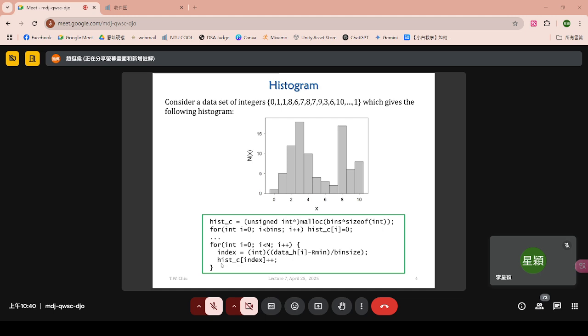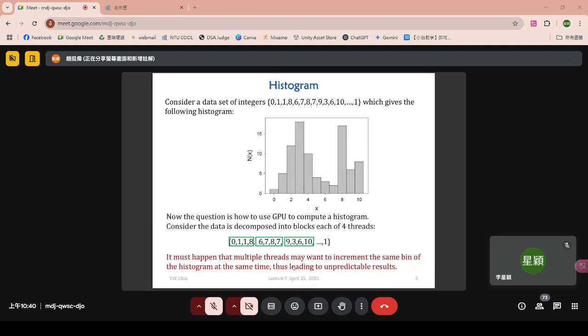And then I increase the histogram of this bin by 1. After going through all the data points, I get the histogram of this set of data. So it's very simple. But now the question is, how can I use the GPU to compute a histogram?